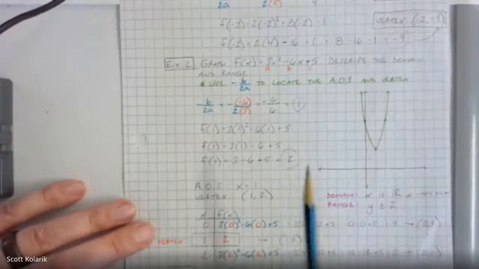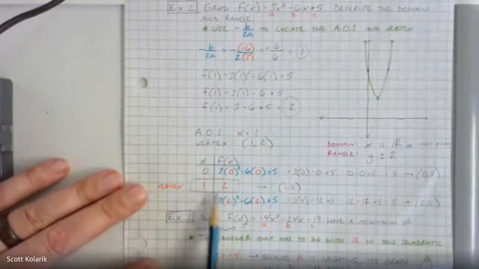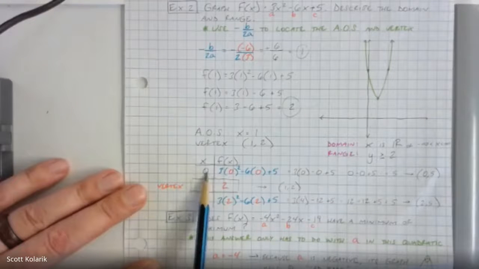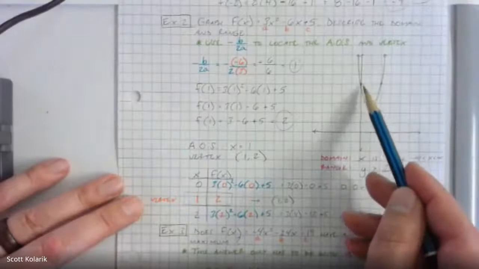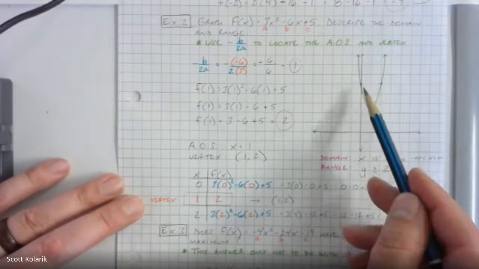Now, here's my XY table down here. When we found our vertex and we chose a value less than, and then a value greater than that vertex x value, when I plugged in 0, 5 popped out the other side. That 0, 5 is this coordinate point right here. Okay, there's the 0, 5.